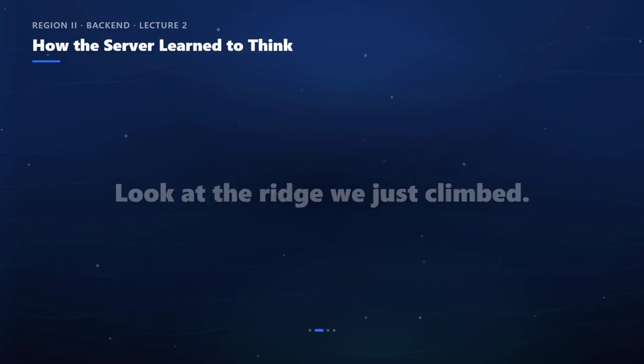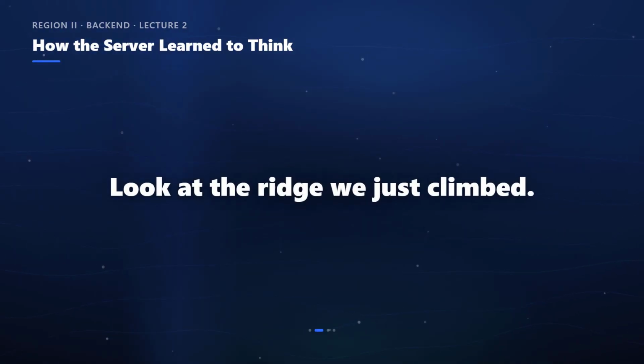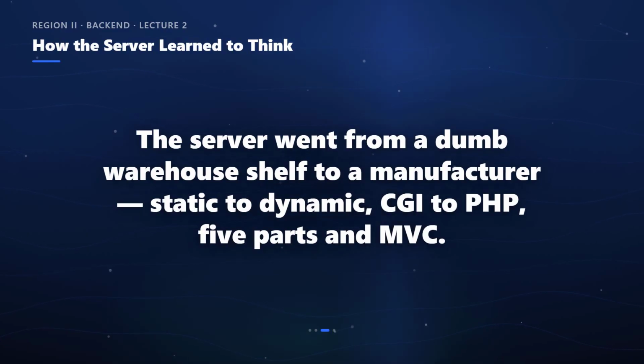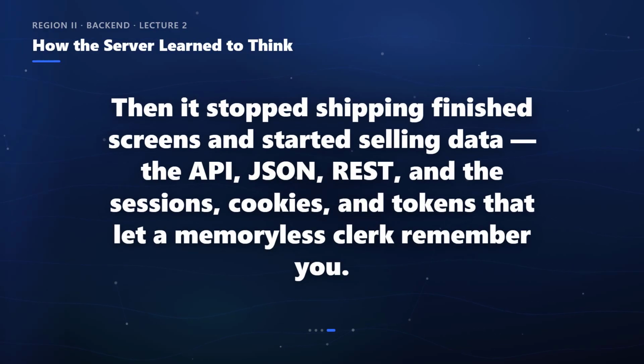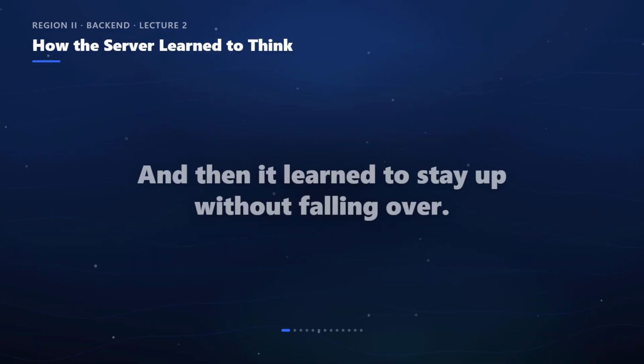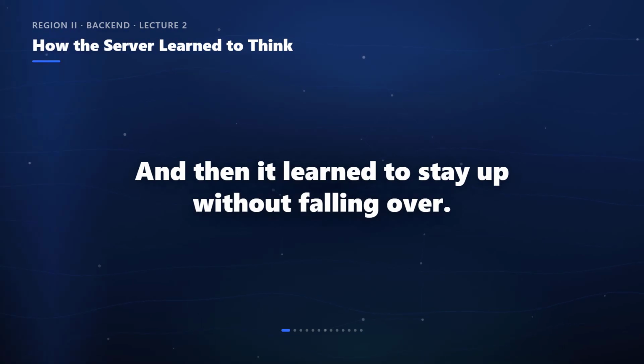Alright. Look at the ridge we just climbed. The server went from a dumb warehouse shelf to a manufacturer, static to dynamic, CGI to PHP, 5 parts, and MVC. Then it stopped shipping finished screens and started selling data, the API, JSON, REST, and the sessions, cookies, and tokens that let a memoryless clerk remember you. And then it learned to stay up without falling over.